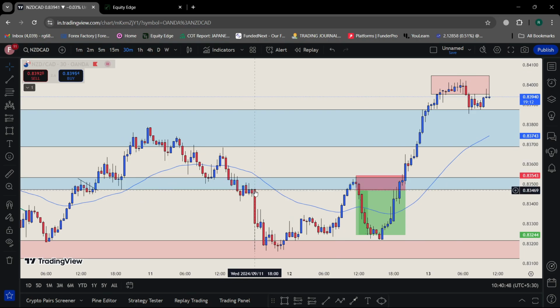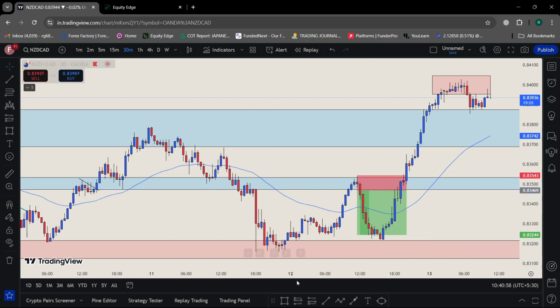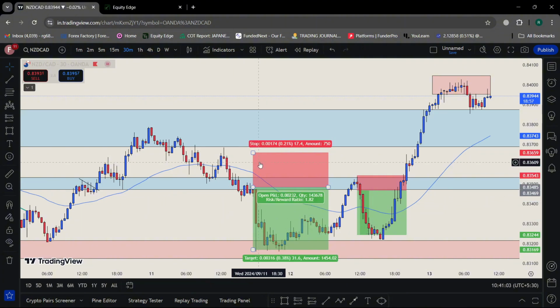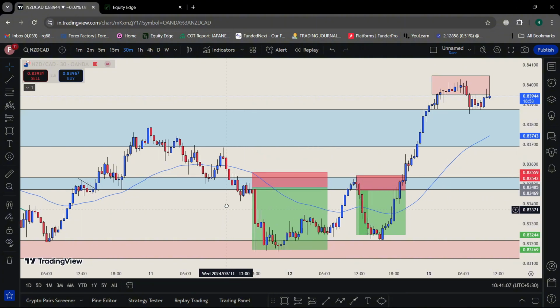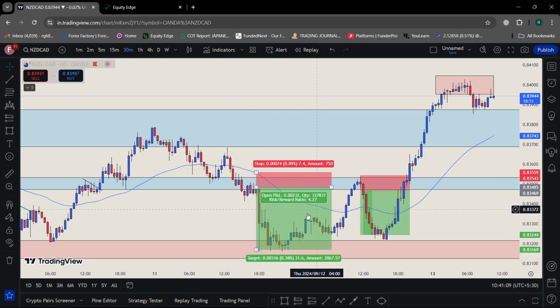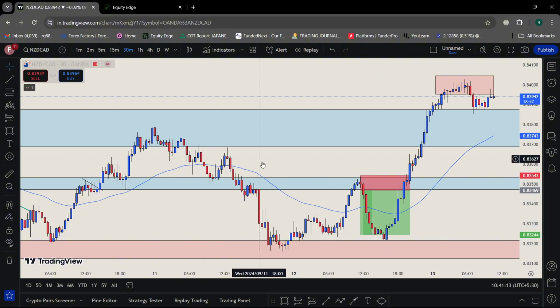I was finding an opportunity to get in here, but there was news at 18:00. The platform which I use doesn't allow news trading, so I thought I had missed the trade. My basic entry would have been here. This would have been the perfect entry. I would have placed my stop loss at this structural point. This is the perfect 1:4 trade. But as there was news, I thought I had missed the trade, so I forgot about it.